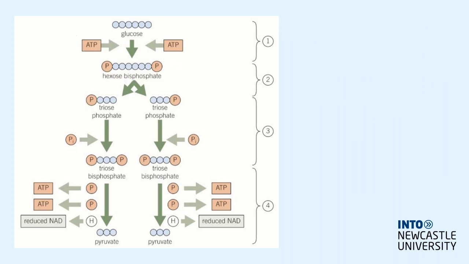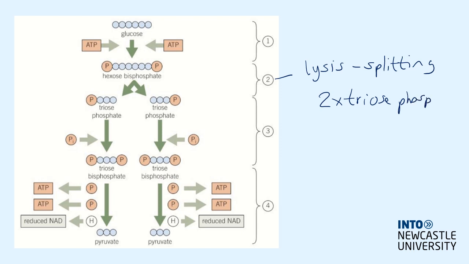The next stage to look at in our overview of this is stage 2. This is going to be lysis, or splitting. And what's going to happen in this stage is we are going to take our hexose bisphosphate, our 6-carbon compound with the 2 phosphate groups, and we are going to split it to 2 triose phosphates. Now remember, tri means 3. So this is showing us that we've got 1, 2, 3 carbons joined together and a phosphate group with the phosphate name. So that's what happens in the next stage.